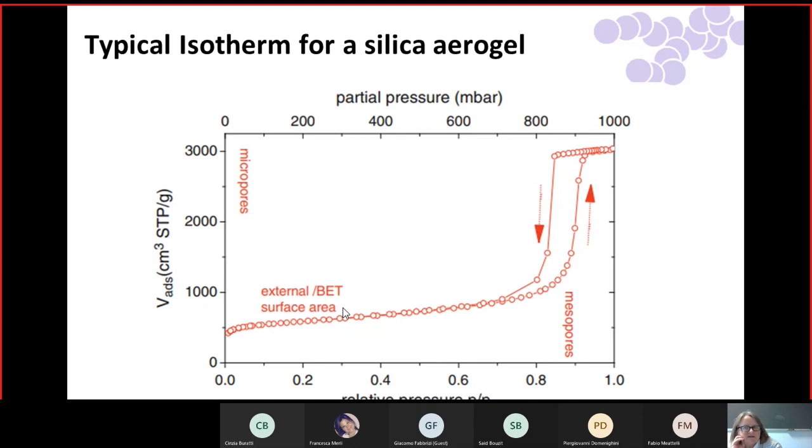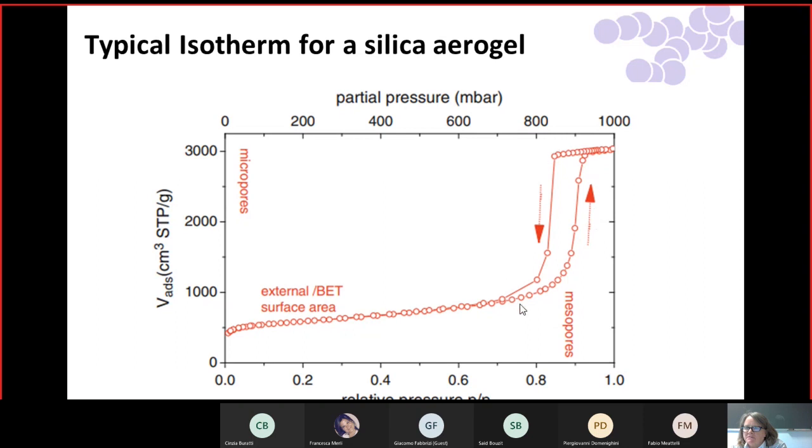micropores, again, less than 2 nanometers around here. We learn things about the surface area in this range. This is where you have a single layer. And then we learn things about the mesopores in this area.